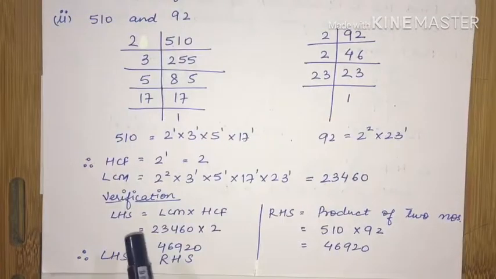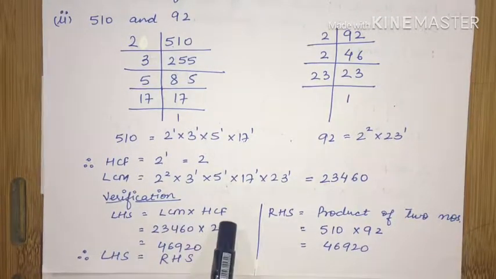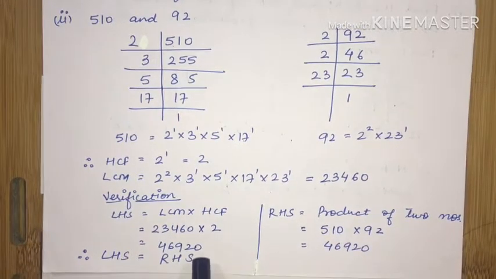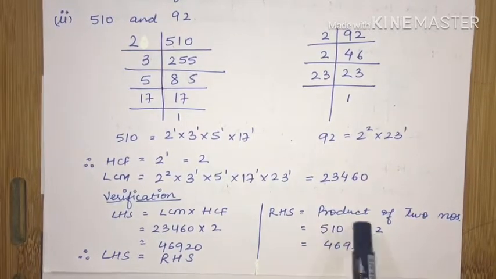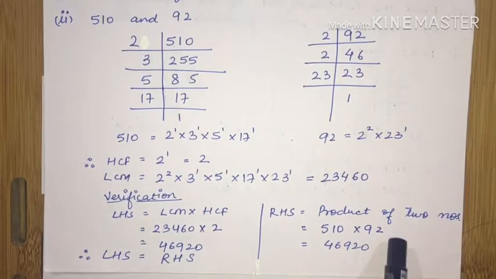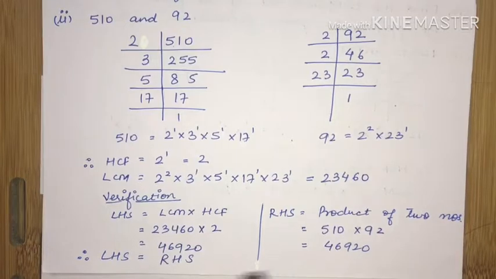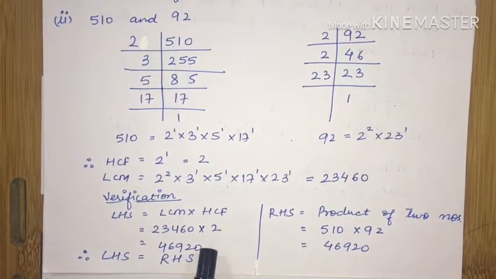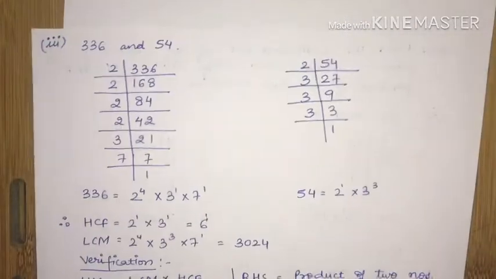23,460. So the verification of the two numbers is LHS equal to LCM into HCF, which is 23,460 into 2, which is equal to 46,920, and RHS is the product of the two numbers, which is 510 into 92, which is also equal to 46,920. As we can clearly see, our LHS and RHS are equal, hence this part is also verified. Now move on to the next part.